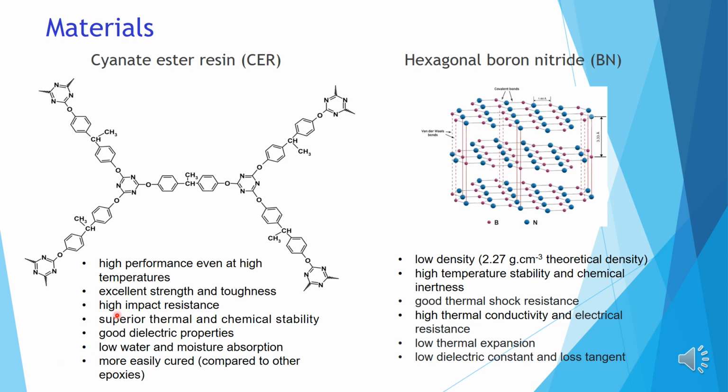As a basic polymer matrix in the present research, we use high-performance thermosetting cyanate ester resin. As a second component, hexagonal boron nitride was used. The main characteristics of both components are presented on the slide.